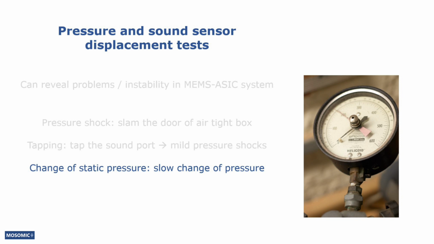The pressure is lowered slowly from the normal atmospheric pressure to, for example, about half of that, and then back to normal pressure. The microphone should operate normally during the test. The test looks for weird effects caused by the MEMS ASIC system in the microphone.